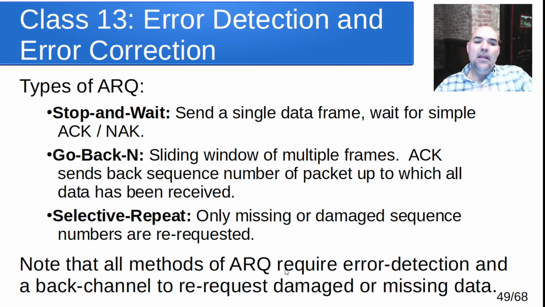So there are some alternate ways of doing that, where there's a technique of automatic repeat request called go-back-N. And what that does is you have a sliding window of a certain number of frames. And when you ACK, you send back the sequence number of the packet up to which all data has been received. So you might have a sliding window of 10 packets that are out there. And if somebody sends back ACK 10, that means they got all 10 of them okay, up to 10. And then you can go to the next 10.